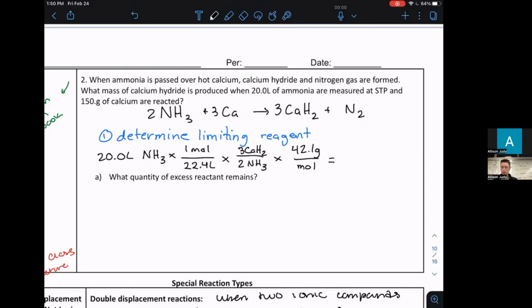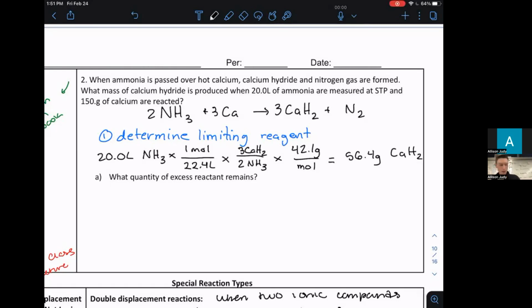And then this will give us a mass of calcium hydride equal to... We'll go with sig figs here. So we have 3 sig figs. We'll go with 56.4 grams of calcium hydride. And then we have to check the other one to see which one is actually limiting.